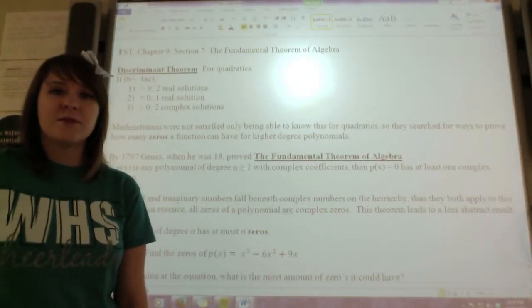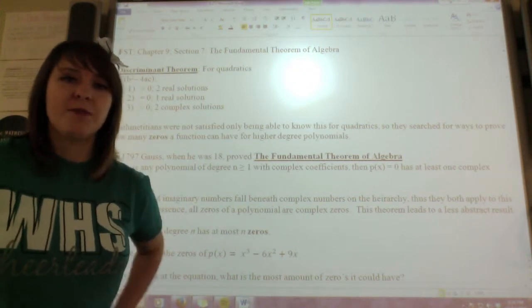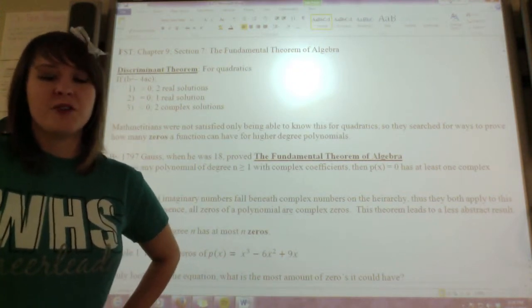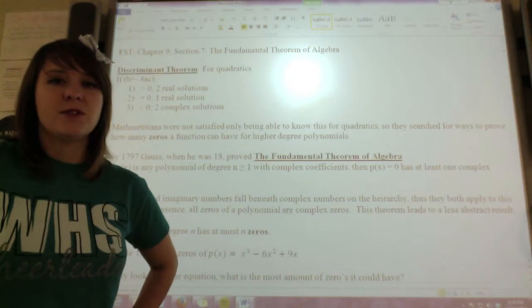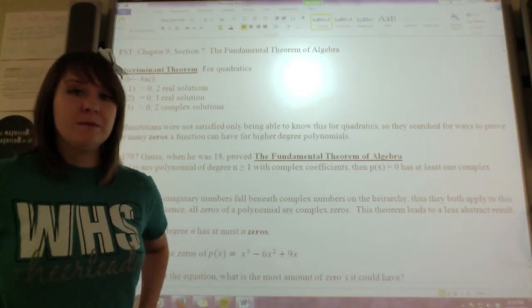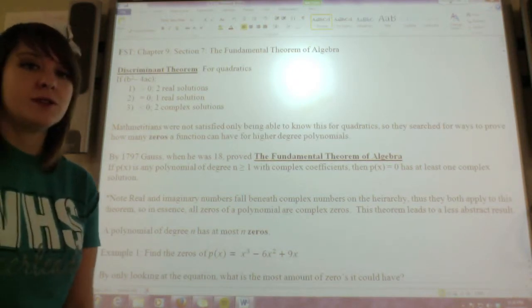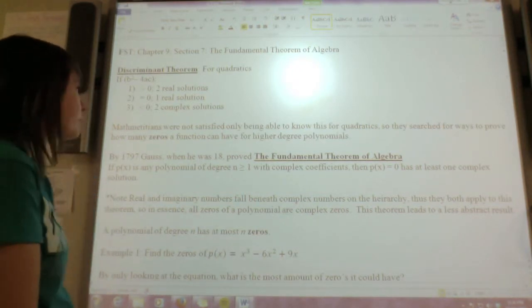Hey guys, today we're doing Chapter 9, Section 7, which is on the fundamental theorem of algebra. So the fundamental theorem of algebra is basically what we can use to determine the nature of roots of a polynomial function. So we're going to start off with our discriminant theorem for quadratics, which you learned in advanced algebra.